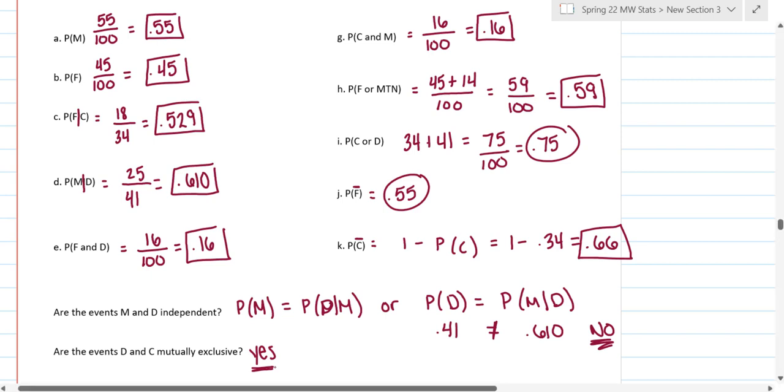M and D are not independent. So for them to be independent, the probabilities would have to equal each other for the givens.